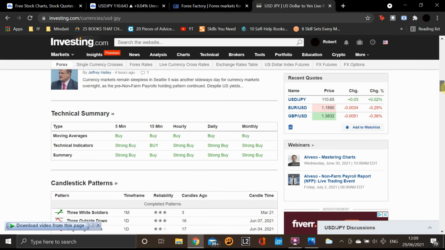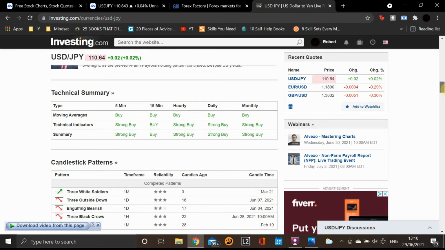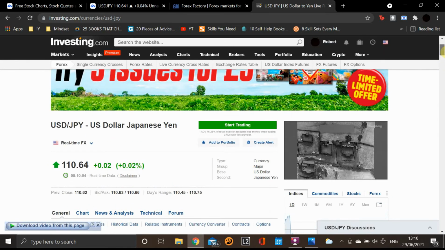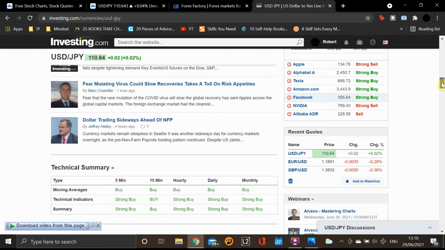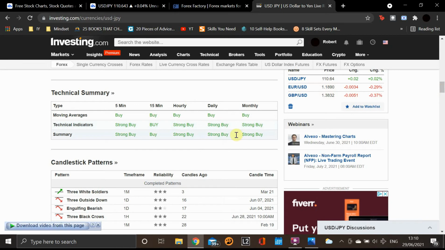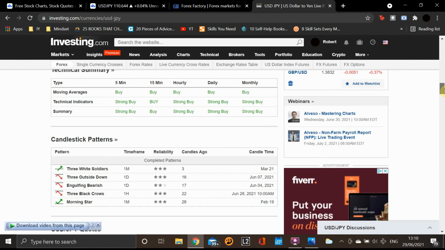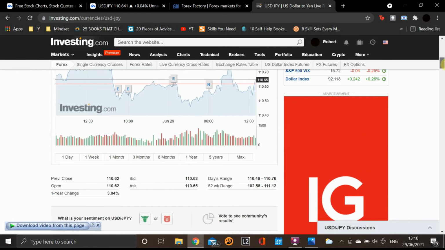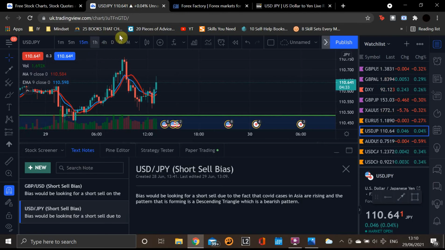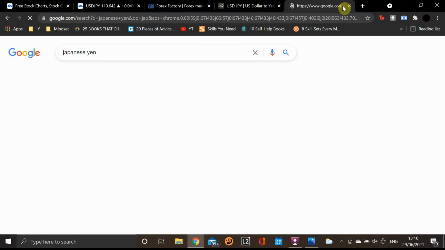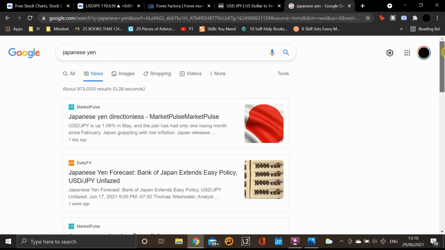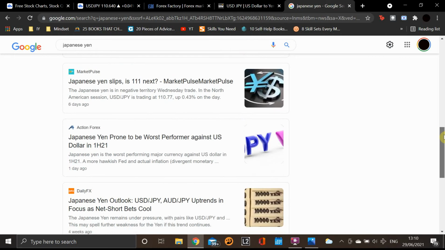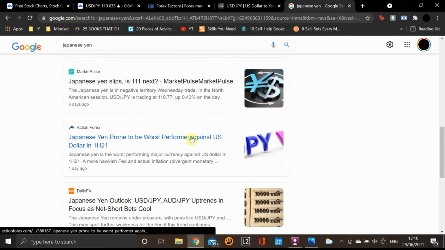So what are they thinking? People are saying strong buy. I don't think it's a buy. Yeah, I don't think it's a buy. See Japanese yen going to be the worst performer against US dollar. Look at that headline.